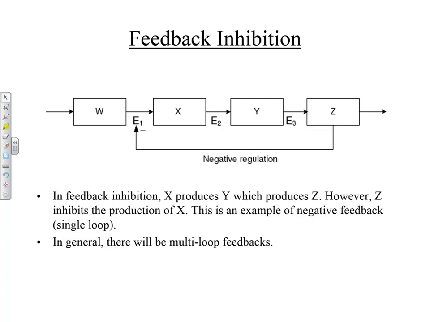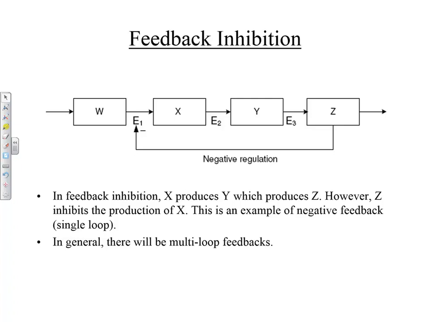However, the product of the last step, this Z, is producing something that is going and negatively regulating the enzyme E1. That means if this reaction goes too much in the forward direction, a lot of this stuff will be produced and that will put the brakes on. So there is feedback inhibition. In feedback inhibition, X produces Y, which produces Z. However, this Z then goes and blocks the production of X.